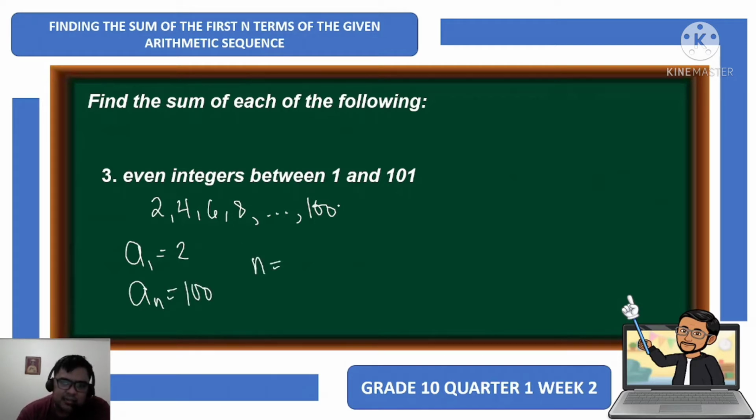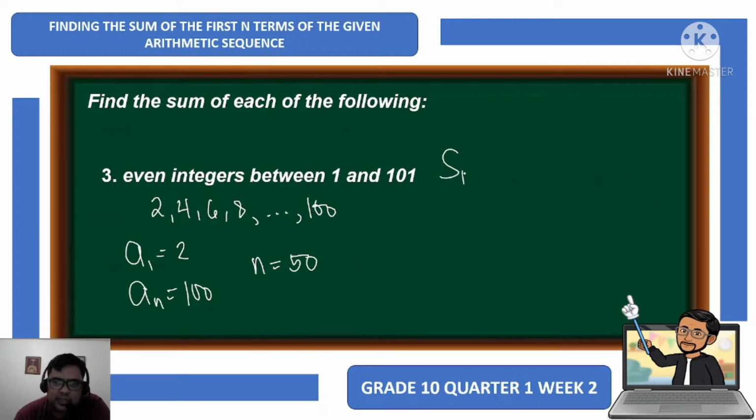And since hanggang 100 dyan, again, we started even. Then, we ended even. So, dapat equal sila. So, divide lang natin by 2 yung 100. So, 50. Kasi from 1 to 100, may even and odd. So, divide mo lang by 2 since they have the same number. Okay? So, therefore, divide by 2 lang, 50.